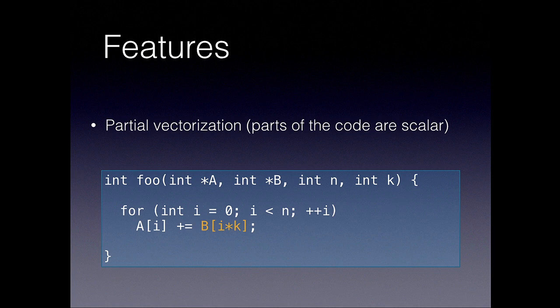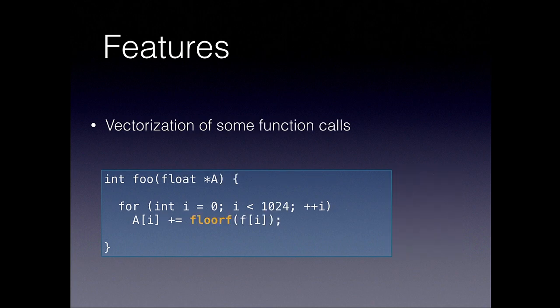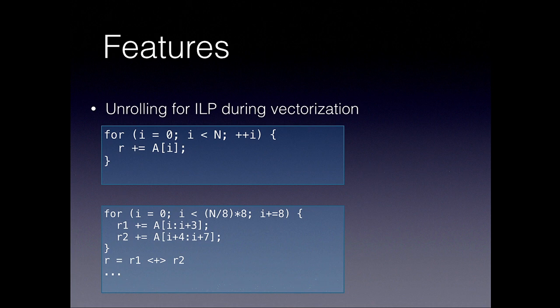We handle partial vectorization. What we mean by that is, in this example, we have a load that might access every kth element, and so you can't do this as a vector instruction, which means we have to scalarize this load. We handle vectorization of mixed types. In this example, we have an integer array and a character array, and we store to the integer array. We can vectorize some function calls today, and I'll talk a little bit about this later. And we also, as I mentioned before, unroll for ILP during vectorization. In this example, we have a reduction, and we vectorize that.